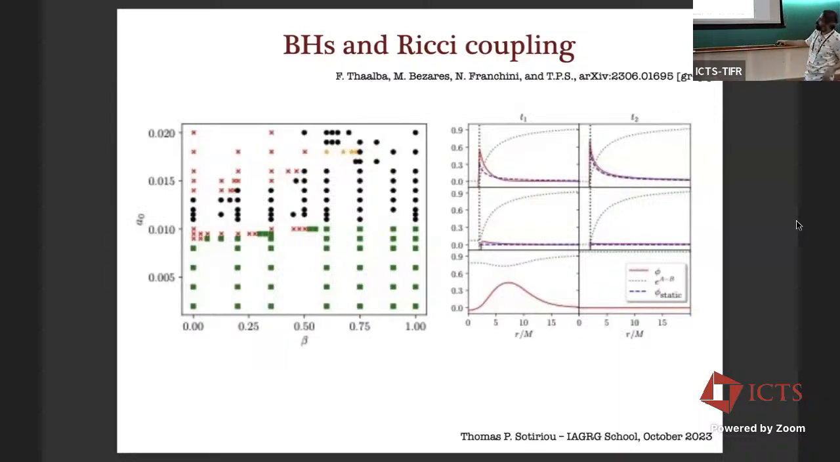So for beta equals 0, the green boxes, this here is a collection of the outcomes of the simulations. I start it, I run it, and then I see what the end state is. The green boxes are flat space. The black circles are black holes. The red crosses mean I lost hyperbolicity during the simulation. I couldn't evolve any further, so the problem wasn't really well posed for this type of initial data. And the yellow stars up here are some ambiguous cases that we couldn't infer from the numerics. We'll just ignore them.